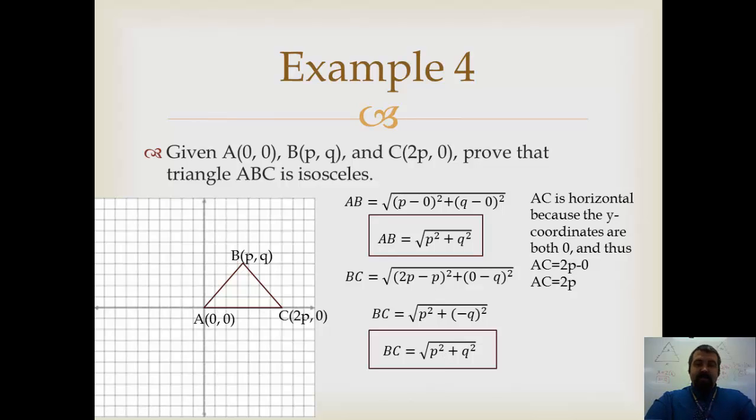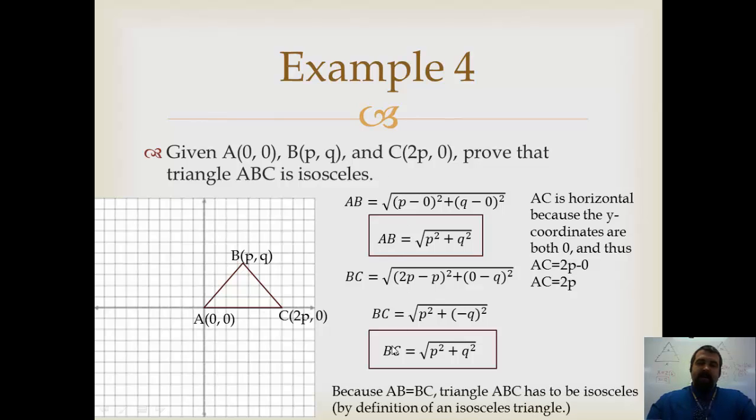But I do have segment AB and segment BC being congruent. Therefore, because the length of segment AB is equal to the length of segment BC, triangle ABC has to be isosceles. And I could say, by definition of isosceles triangle, 2 of its sides match up.